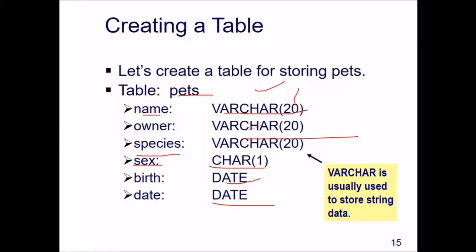So these are the data types. This is the size of the data type, or rather how many values of this data type you will be going to use. For example, if you are using varchar 20, that means an individual varchar will be 20 characters. The varchar is usually used to store string data.